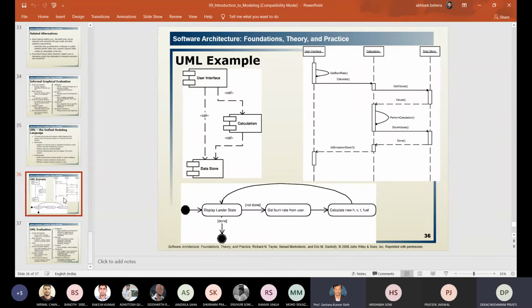Now, in the UML examples, the class diagram. The diagrams associated are the three main things we have to consider here: first the user interface, then the calculation, and the data store. You can check the second figure. The user interface will get the bond rate and request the calculation. It is a sequence diagram.